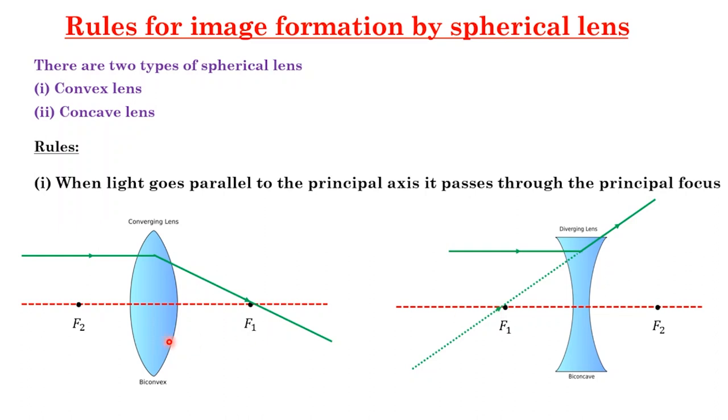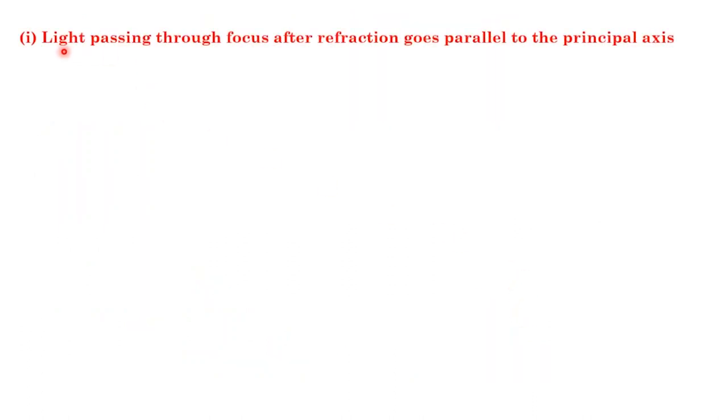So for both cases, whether we have a convex lens or a concave lens, whenever light goes parallel to the principal axis, it will always pass through, or appear to come from, the principal focus. This is the principal focus for the convex lens and this is the principal focus for the concave lens. Clear?